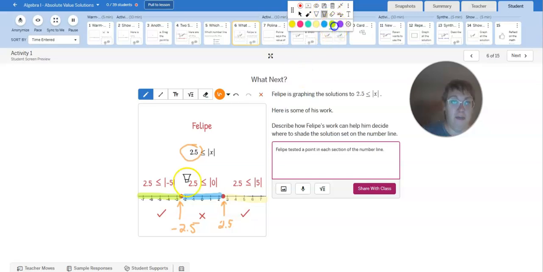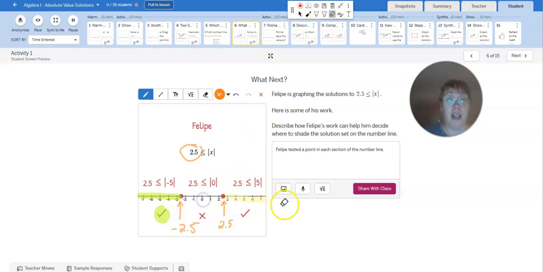On the left, we got a true statement because -5 has an absolute value of 5, which is bigger than 2.5. In the middle, we got a false statement. So this is not going to be where we shade because the absolute value of 0 is 0, which is not bigger than 2.5. And on the right, we got another solution, correct, because the absolute value of 5 is 5, which is bigger than 2.5.